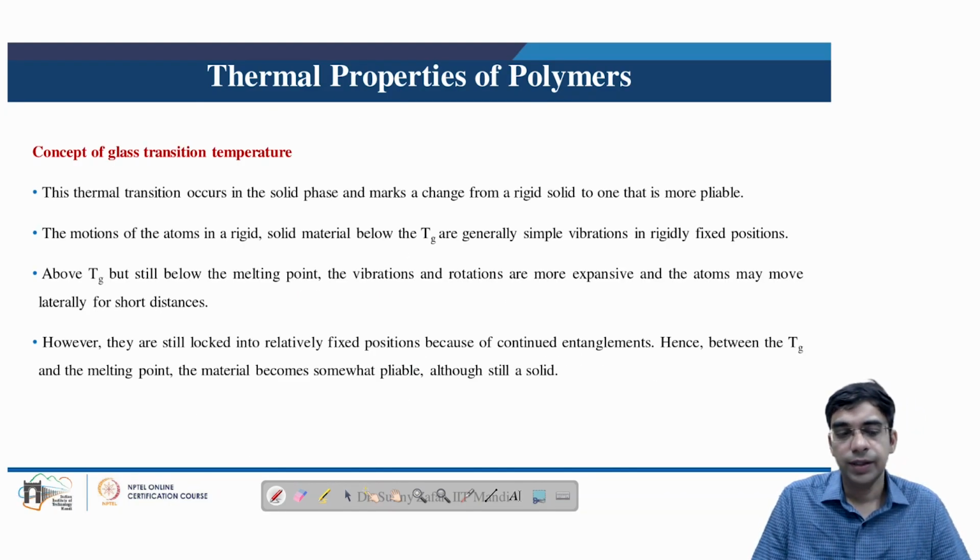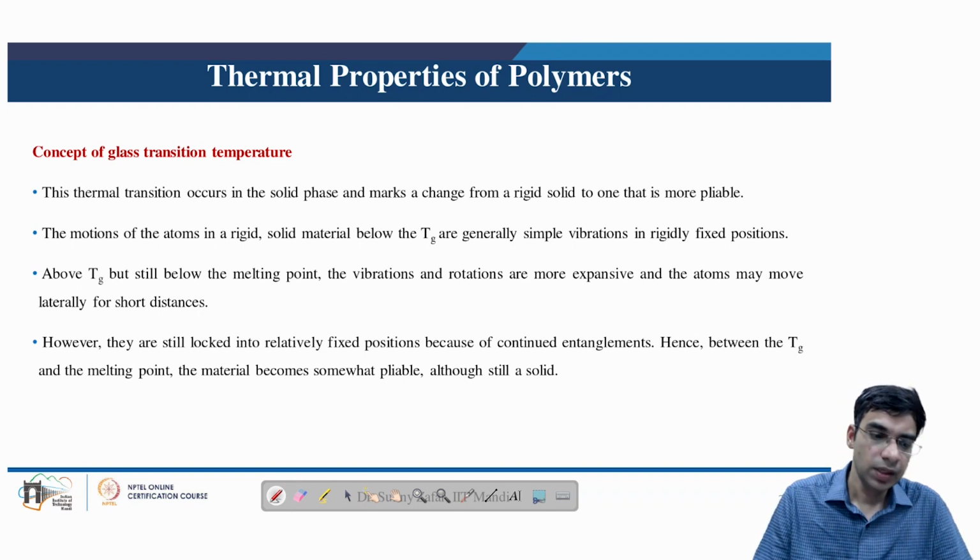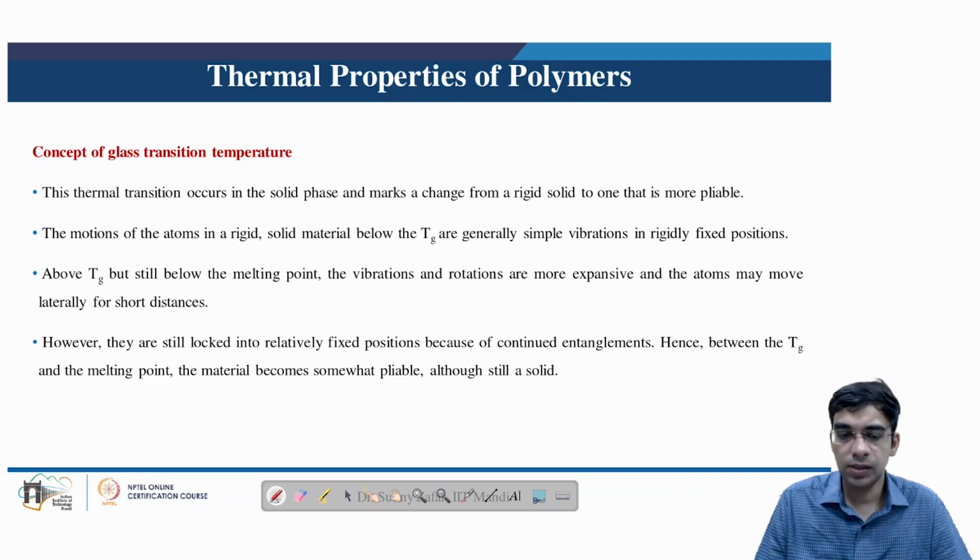So next we look at the concept of the glass transition temperature in case of polymers. Glass transition temperature is one of the important fundamental temperatures to be looked at from the perspective of the manufacturing of these polymers and related composites, and as we know these composites are being used to manufacture wind turbine blades. At the glass transition temperature, a thermal transition occurs in the solid phase which marks a change from a rigid solid to one which is more pliable.